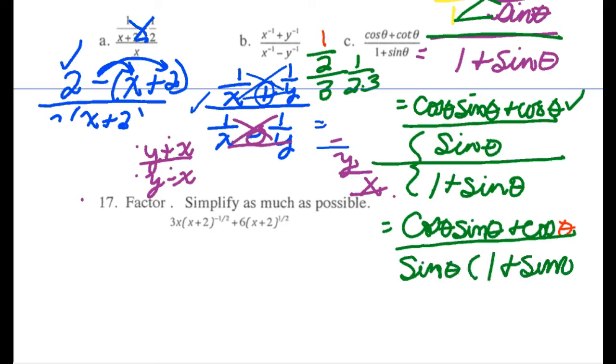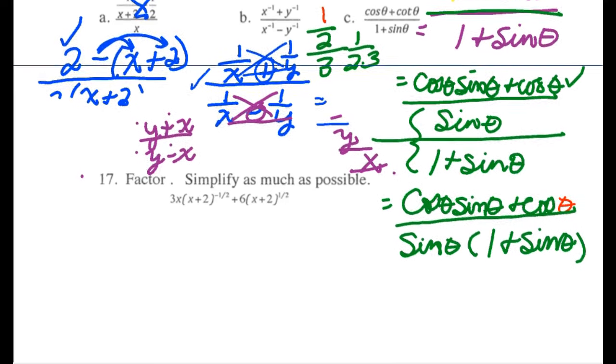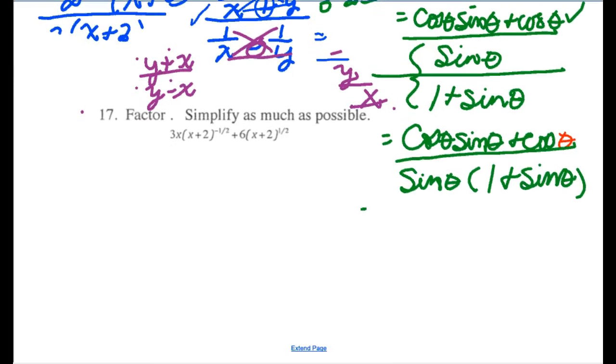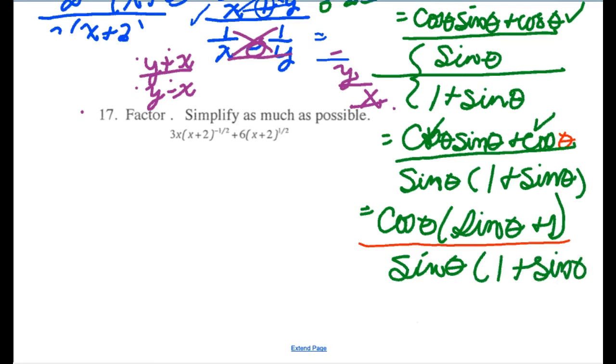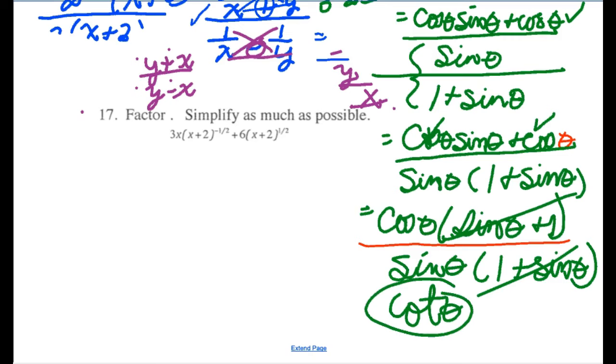Still not done, because on the top I can factor it, and factoring is always our friend. When I take out that cosine that's in both of these terms, lo and behold, I get a sine theta plus 1. And that's all over sine theta times 1 plus sine theta. So now when I cancel, I'm left with cosine over sine for a final answer of cotangent theta. That one was fun. I like that one.